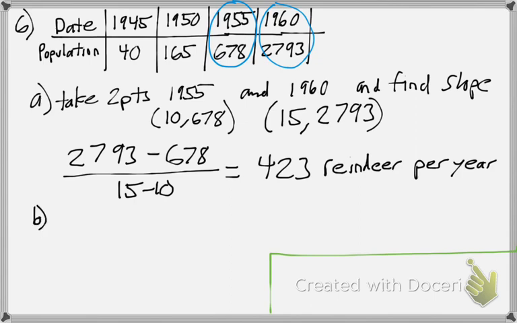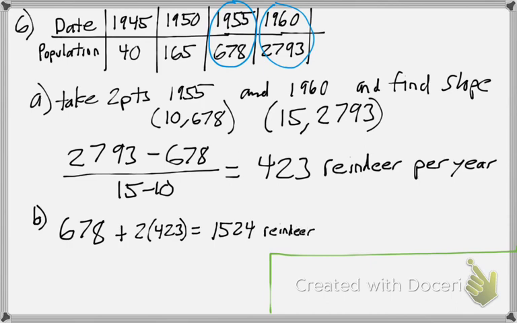For part B, it says use your work from part A to estimate the population in 1957. Well, we know that 1957 is 2 years past 1955. So if I take the 678, that is my starting point in 1955. And if I add 423 2 times to this, then you'll get 1,524 reindeer. And that'll be our answer.